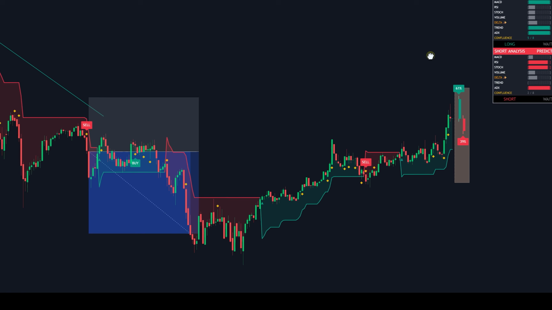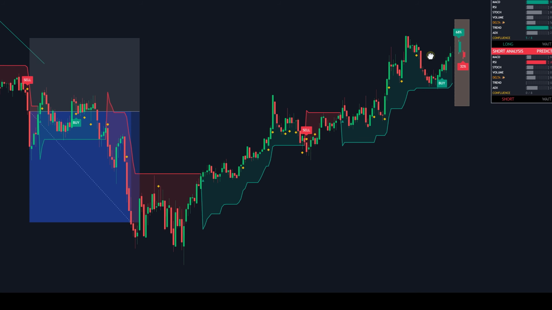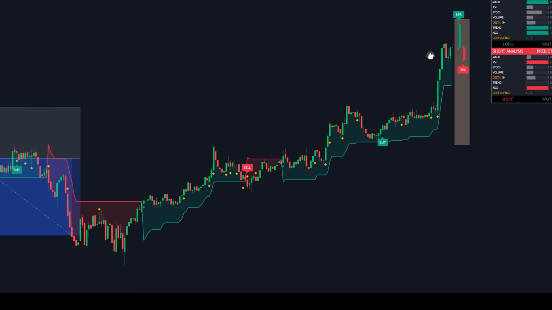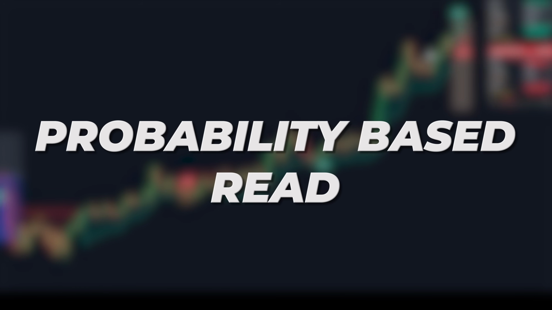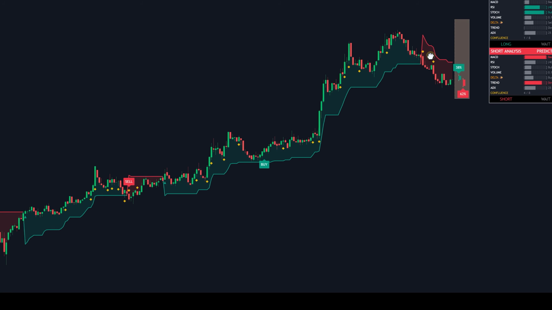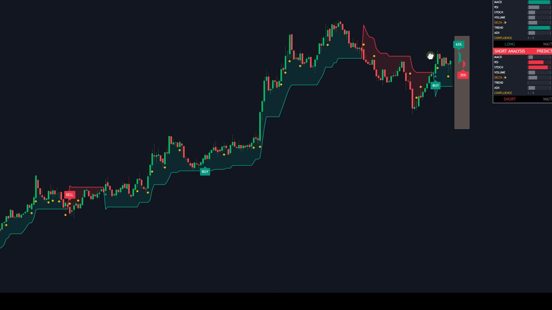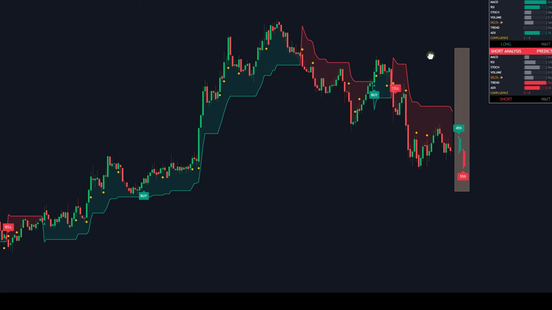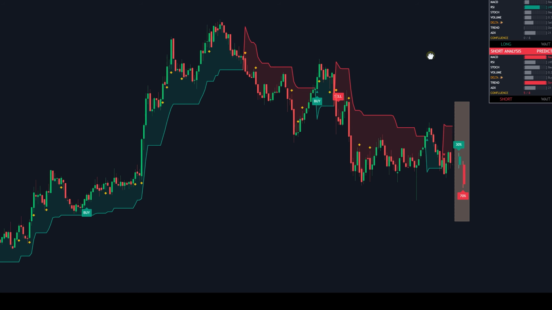Even though this indicator is called a next candle predictor, it doesn't mean it can predict the future perfectly. In fact, no indicator can. What it does is combine multiple tools into one probability-based read so you can make better trading decisions. If the long score is weak, you want to wait before taking the long position. If the short score is strong but price is sitting on a major support, you want to be careful. Always use your own analysis when using this indicator.